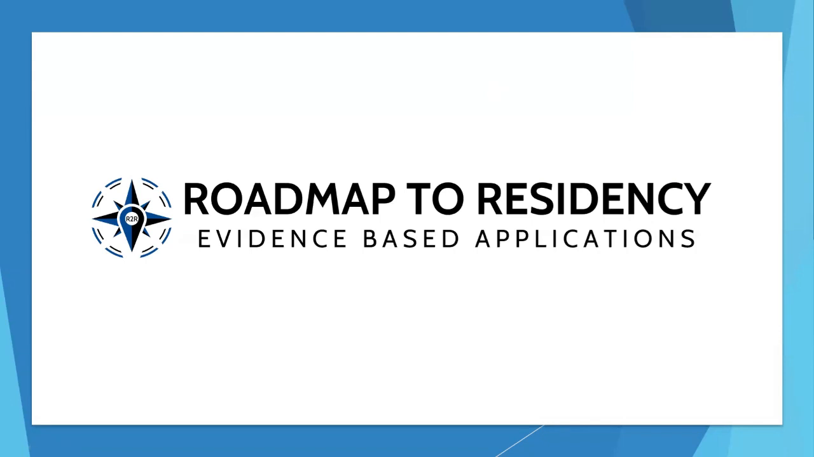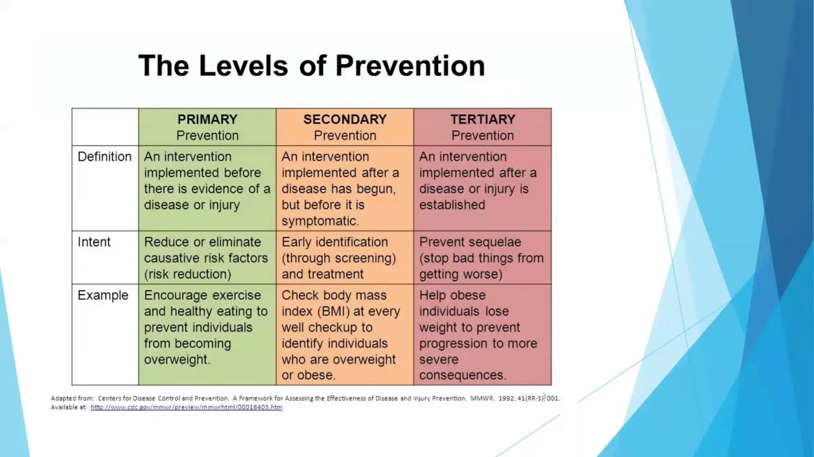In this video, we will be discussing screening and preventive medicine. These are the levels of prevention that we have discussed in our previous videos too. Primary prevention is an intervention that is implemented before there is evidence of a disease or injury. Secondary prevention is an intervention implemented after a disease has begun but before it is symptomatic. And tertiary prevention is an intervention implemented after a disease or injury is established. It generally focuses on palliative care.